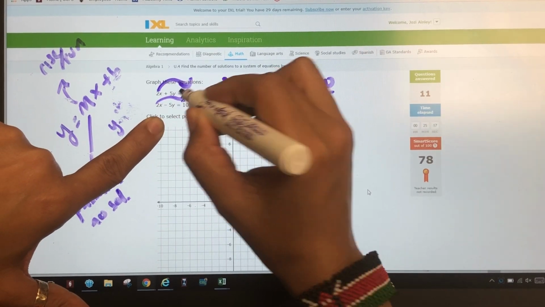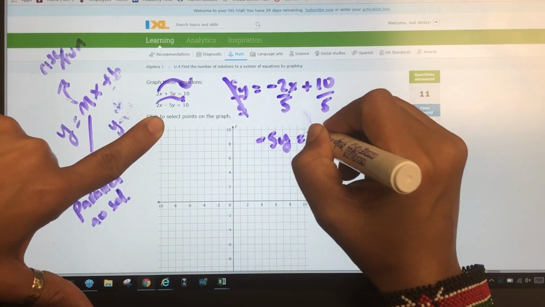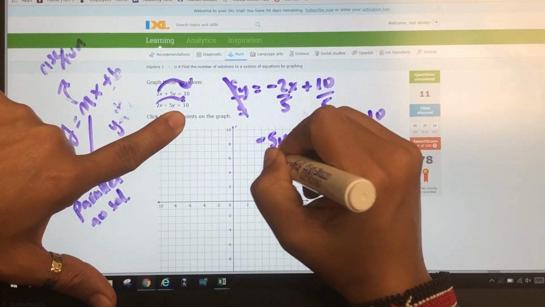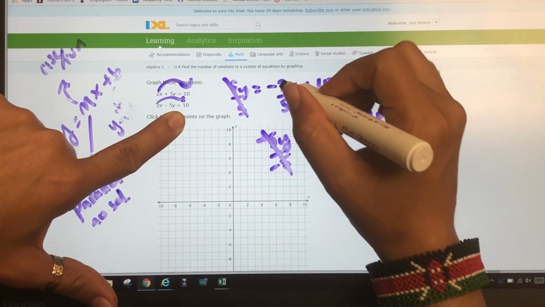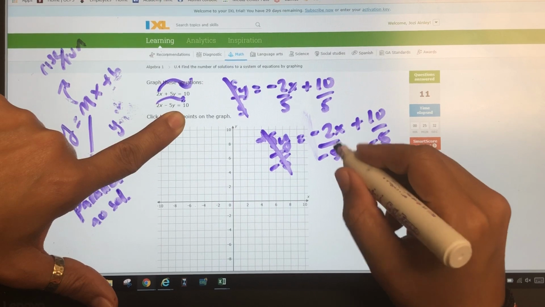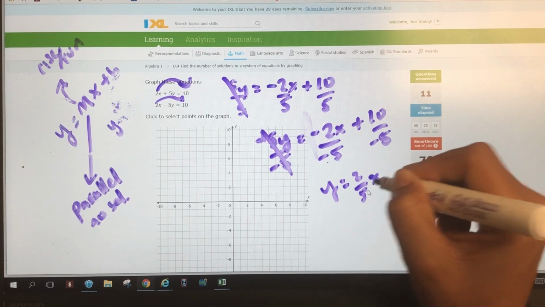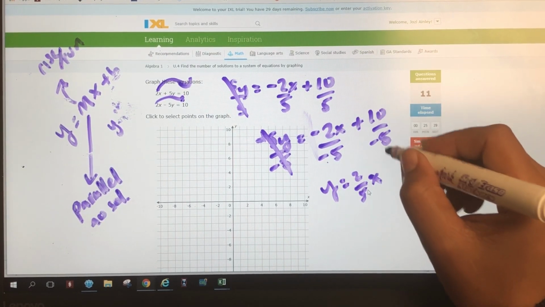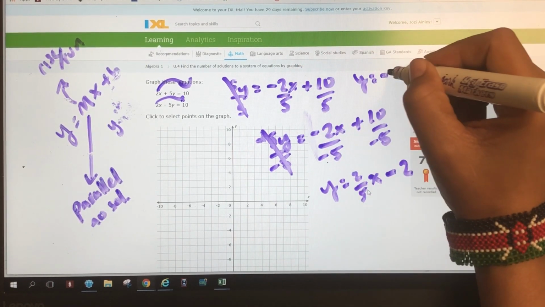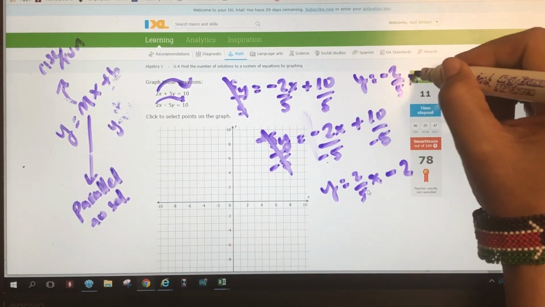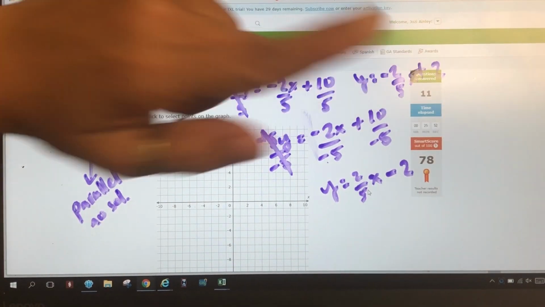Move this one to the other side as well. So it's going to be negative 5y equals negative 2x plus 10, divided by negative 5. Negative divided by negative is positive, right? So you're going to have y equals 2 over 5x, and then 10 divided by negative 5 is negative 2. On this one, you're going to have y equals negative 2 over 5x. 10 divided by 5 is positive 2. So careful, these are not the same slope, but they're not even perpendicular.